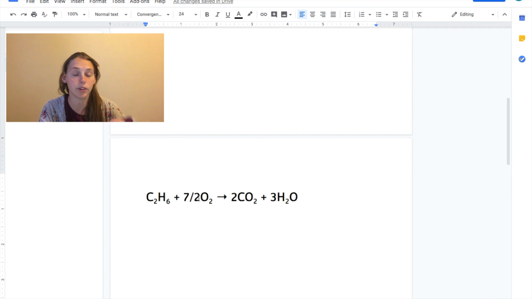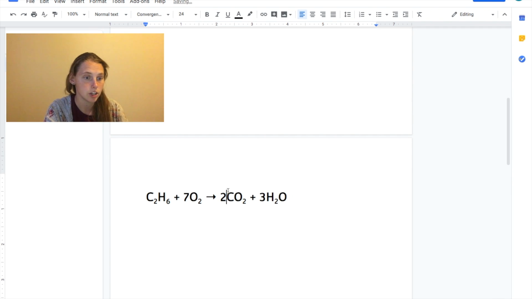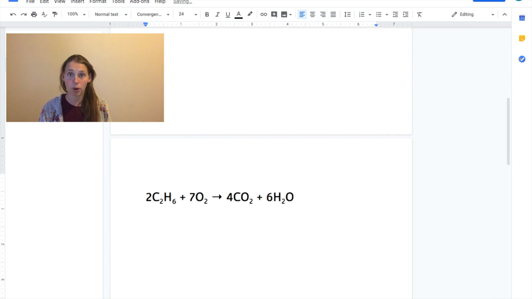If we multiply 7 over 2 by 2, we get 7. Don't forget, multiply this by 2, 2 by 2 is 4, 3 times 2 is 6, bam, your equation is balanced. We can double check that, 4 carbons, 4 carbons. 12 hydrogen, 14 oxygen, and 8 plus 6, 14 oxygen. There you go.